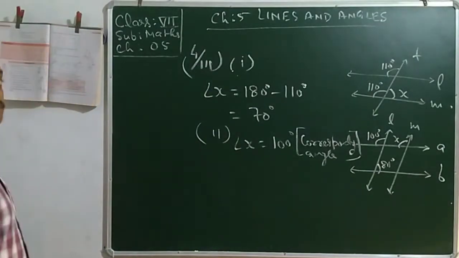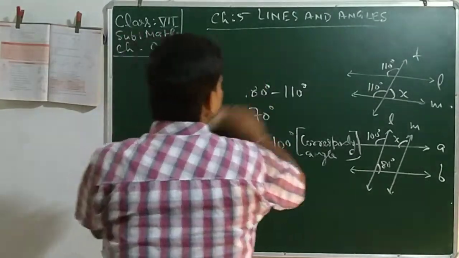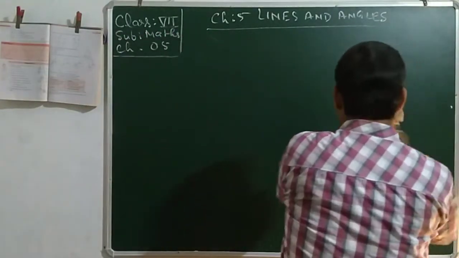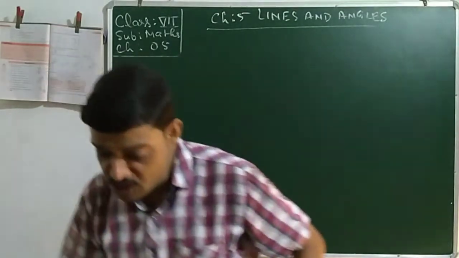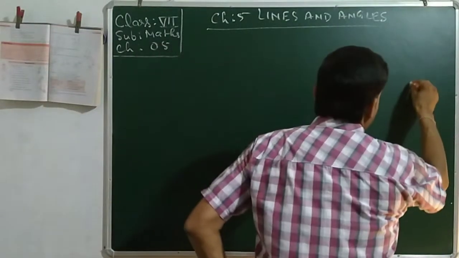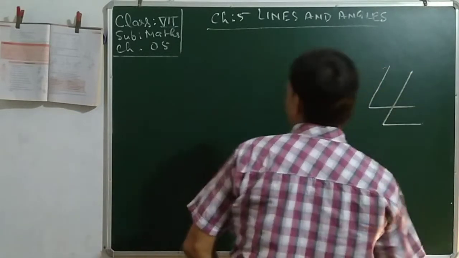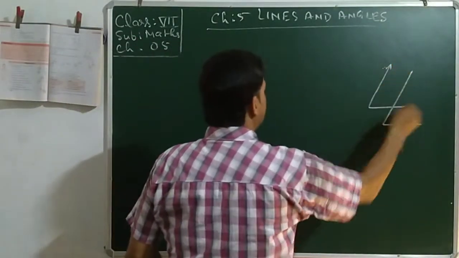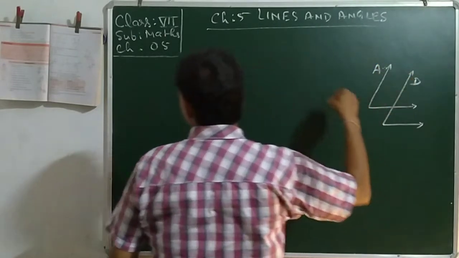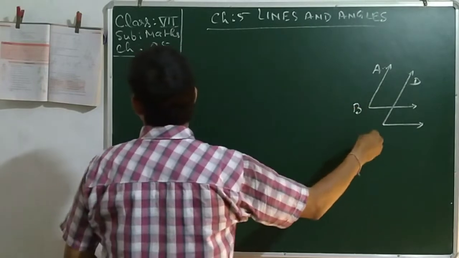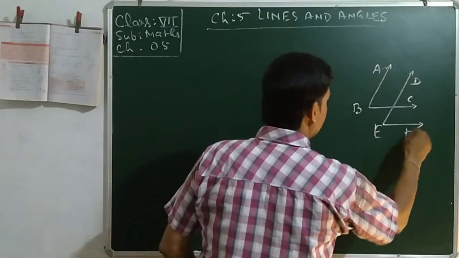Now come to the next sum, that is 5 number sum. In the 5 number sum, once more one figure is given. Let me draw that figure first. The figure looks somewhat like this. Names are A, D, B, and this was angle ABC and this was angle DEF.